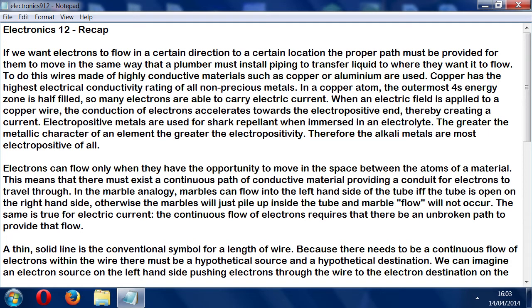But yeah, so that's the thing. The marbles flow in from the left if and only if the tube is open on the right hand side. Otherwise, it's just going to bang together and then stop.